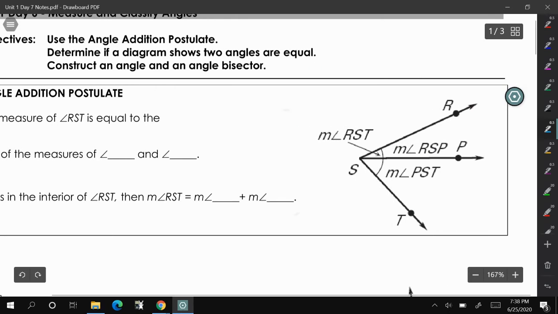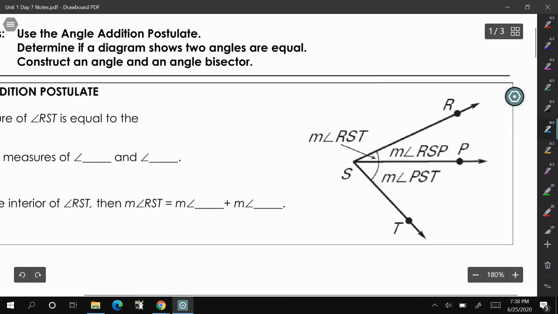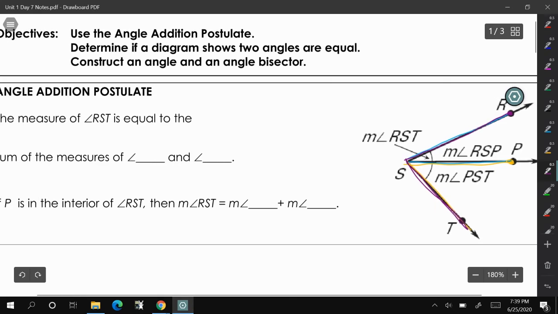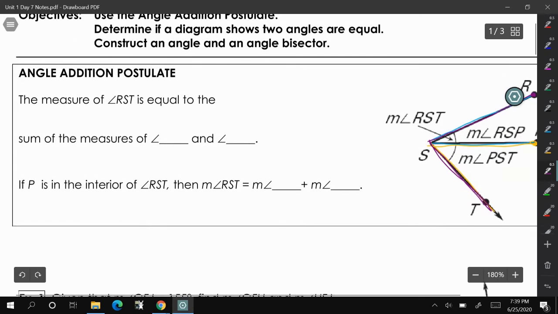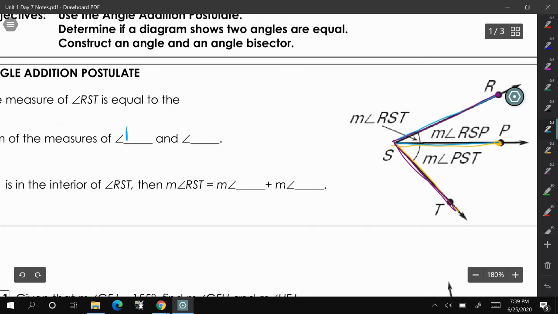So if I have my angle over here, the angle right here, angle RSP, and angle PST, that is equal to the whole angle RST. So the two smaller angles make up the whole angle. So the sum of the measures is the measures of angle, we said RSP and PST.